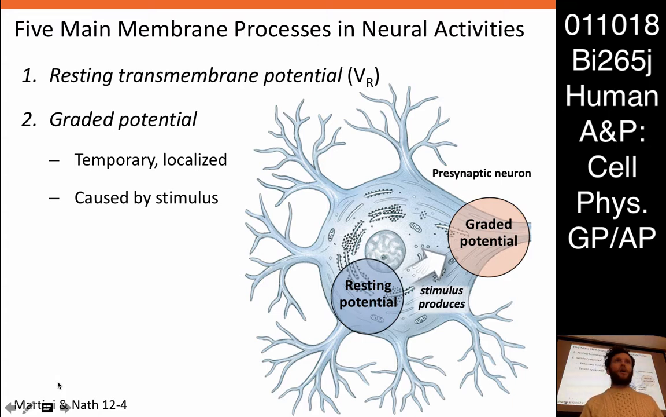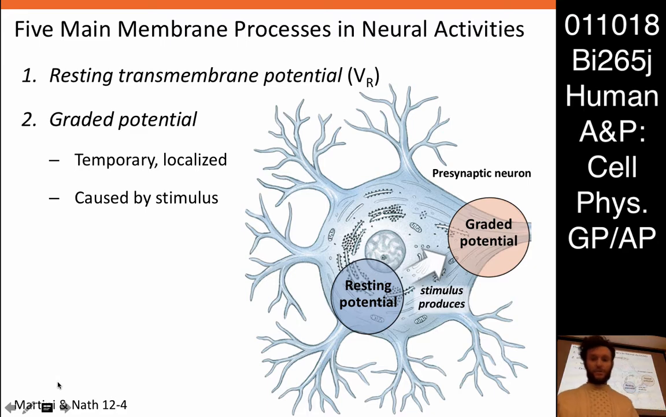And graded potentials are temporary, localized perturbations of the resting potential. So we're going to move away from the resting potential to a different potential. And it's going to be graded, meaning that there's a gradient to it that will drop off as you move away from the site of stimulus. So a graded potential gets stimulated by something, and we'll talk about what can stimulate that. And it reduces with distance from the site of that stimulus on the cell.